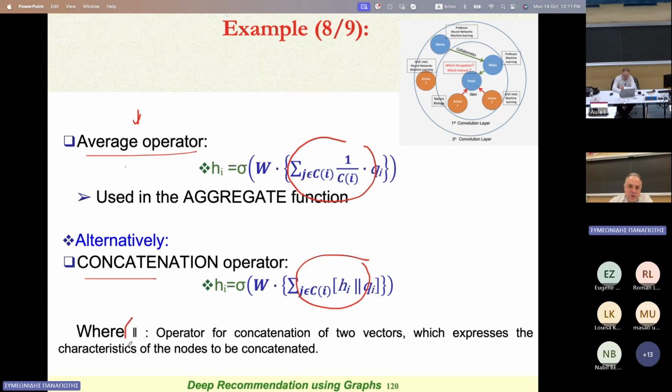So this is the notation for the concatenation operator. These two parallel lines denote the fact that you concatenate two vectors. Okay, the target vector with the adjacent node vector. When you concatenate, in essence, you take the features of one node and concatenate them with the features of the other node. Something like this happens.